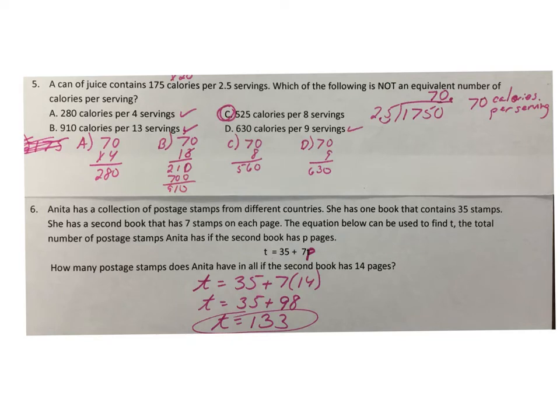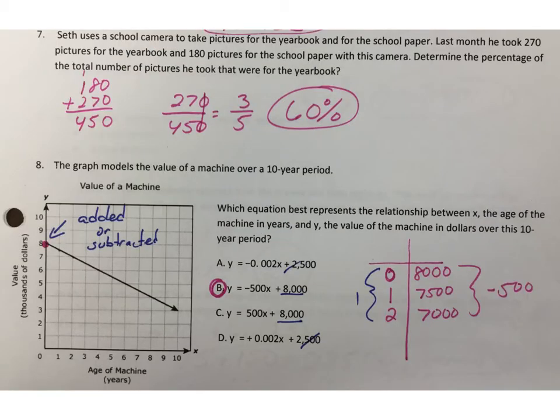Number 6, this is the number P for pages. So you take this 14 and you plug it in right there. So you just rewrite it. T equals 35 plus 7, and of course this means multiplication, so you put that 14 there. Now order of operations, you must multiply first. So you get 98 when you multiply, and then add the 35 other stamps, and you get a total of 133.